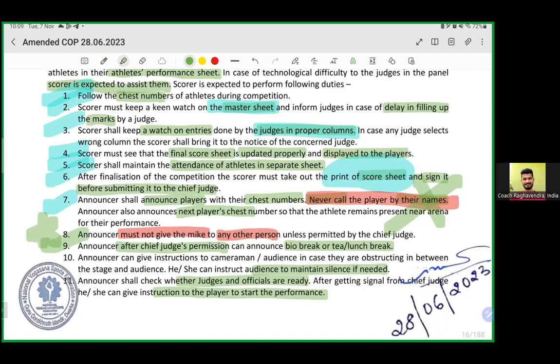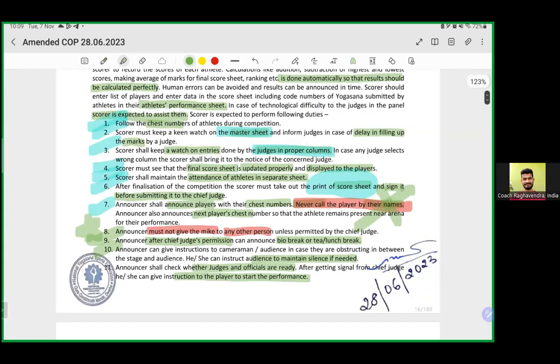If the demonstration by the athlete is happening before the audience or the judges, and something is obstructing the judging, such as some people or a cameraman, he can immediately take necessary action so that the competition goes smoothly. So that's it for the day.